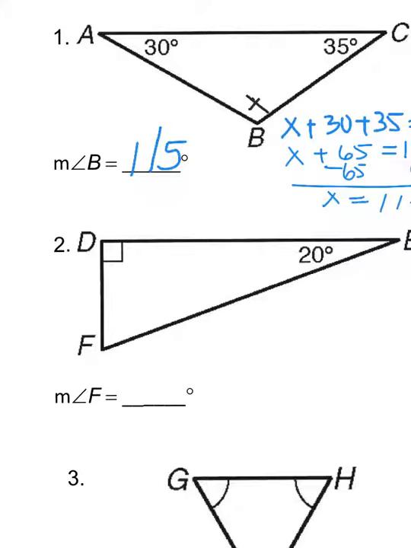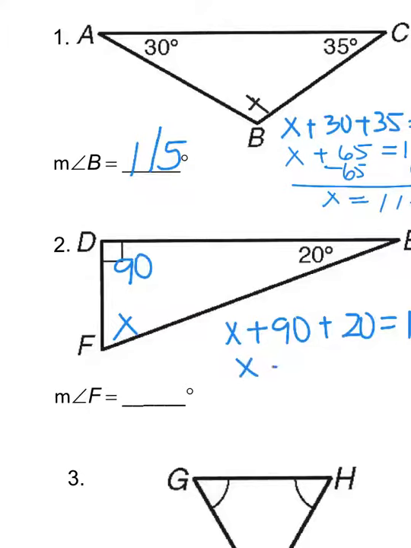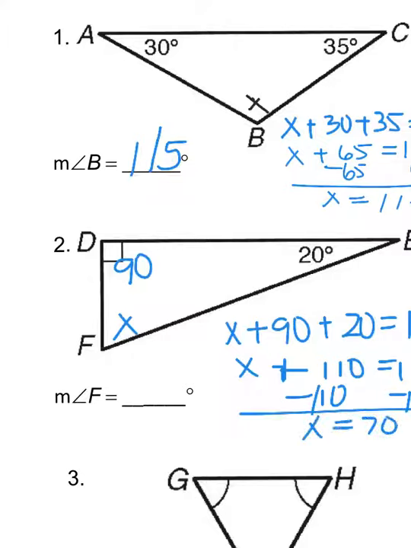Number 2, same idea. This is 90. We don't know f. X plus 90 plus 20 equals 180. X plus 110 equals 180. Subtract the 110 on both sides. X equals 70.